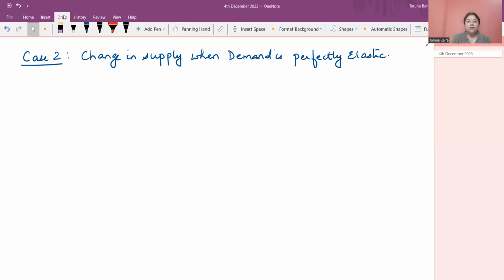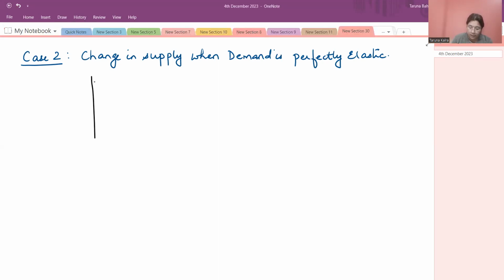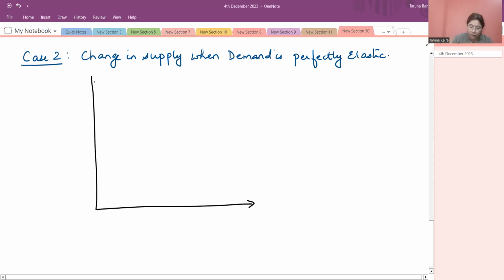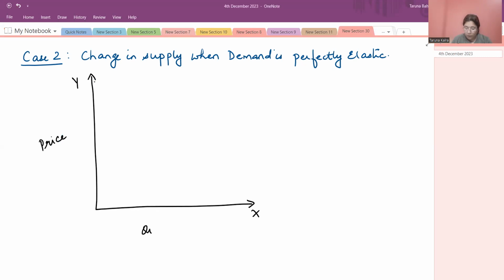Now let's discuss the second case. In this second case, we are going to learn that your demand is perfectly elastic, and we are going to study the effect of change in supply on your equilibrium price and equilibrium quantity. On the x-axis we are going to show the quantity, on the y-axis the price, and O is the point of origin. Since demand is perfectly elastic, again the demand curve is parallel to your x-axis.